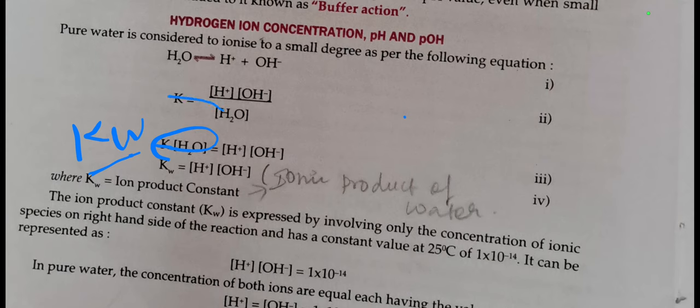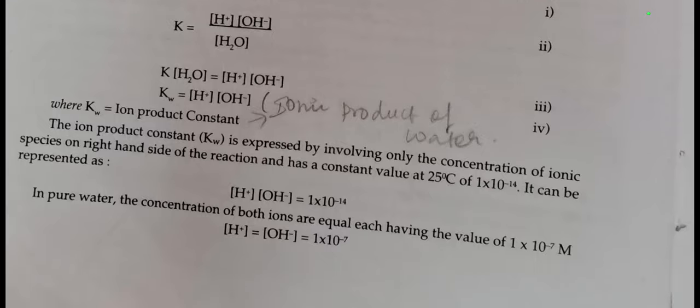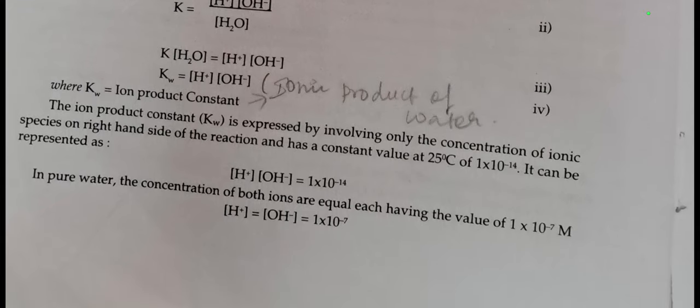Suppose if we rearrange this equation like this, then KW equals K H2O times H plus and OH minus. So KW is nothing but the ionic product of water, given by H plus times OH minus. The ion product constant Kw is expressed by involving only the concentration of ionic species on the right hand side of the reaction, and it has a constant value at 25 degrees Celsius, 1 into 10 to the power of minus 14.